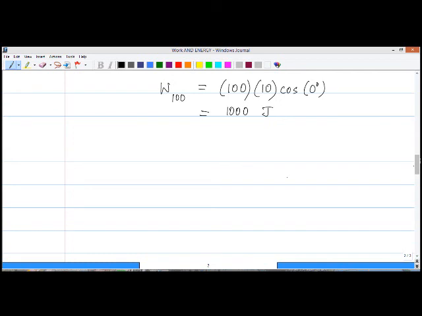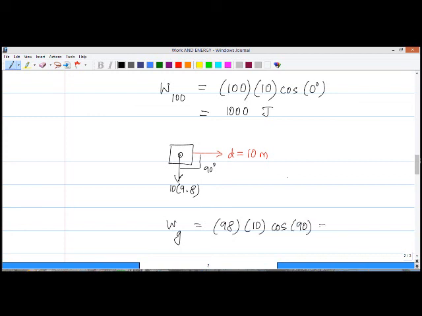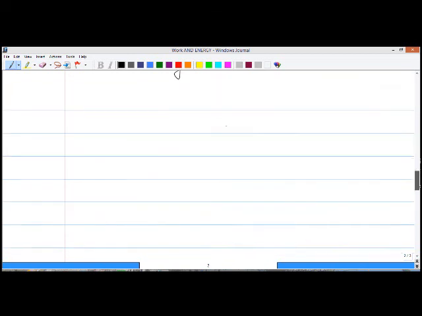Let's proceed. Let's figure out the work done by the force of gravity. Now if you look at the problem, we have a 10 kg block. Gravity is 10 times 9.8, which is mg, and the object's displacement is to the right. And if you notice here, the angle between the two is 90 degrees. So we know that the work done by gravity will be equal to 98 multiplied by 10 multiplied by cosine of 90, and this is nothing but 0 joules, as expected.